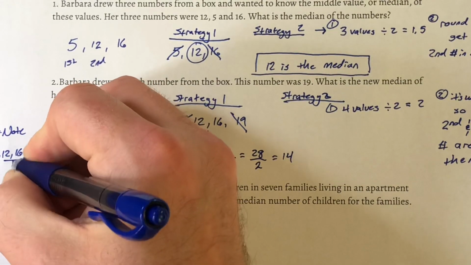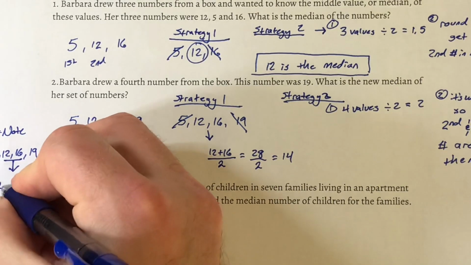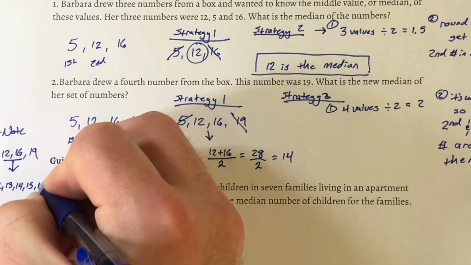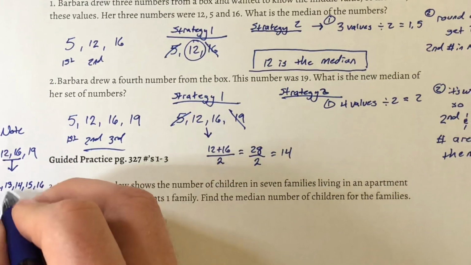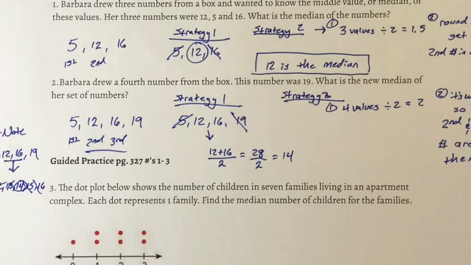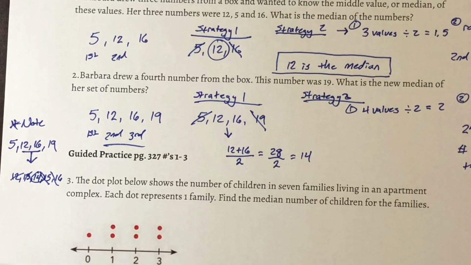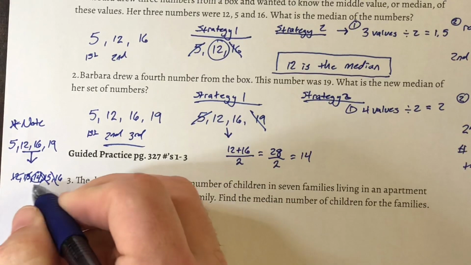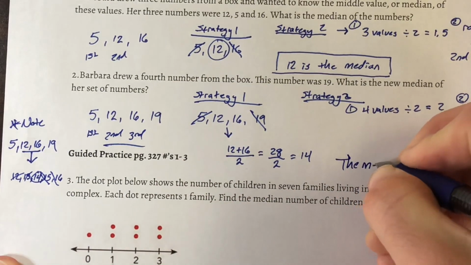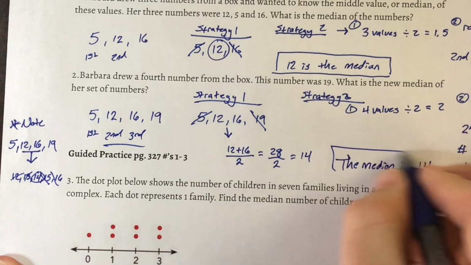Now, if I look at what's in between those, I'm going to get 12, 13, 14, 15, and 16. Now I'm going to look at the middle of those, and I get 14. So I just keep looking at the middle of the middle of the middle. So our answer is 14. What's the new median? The median is 14.